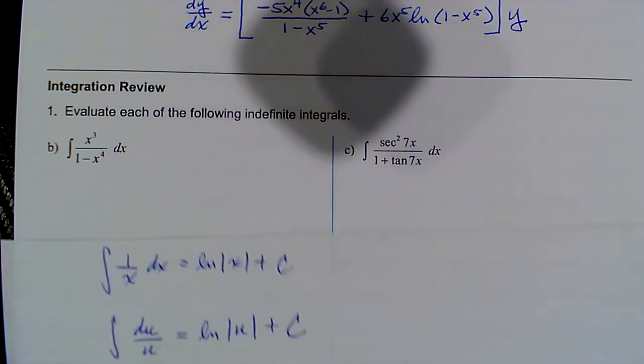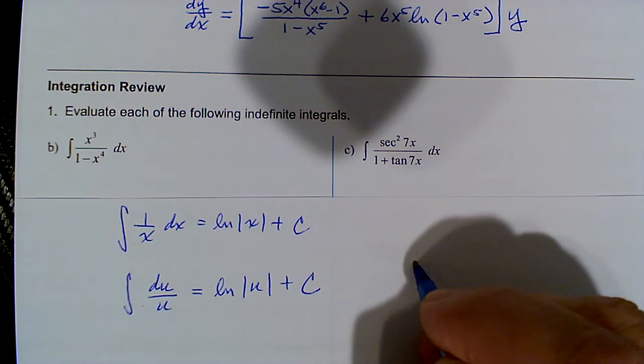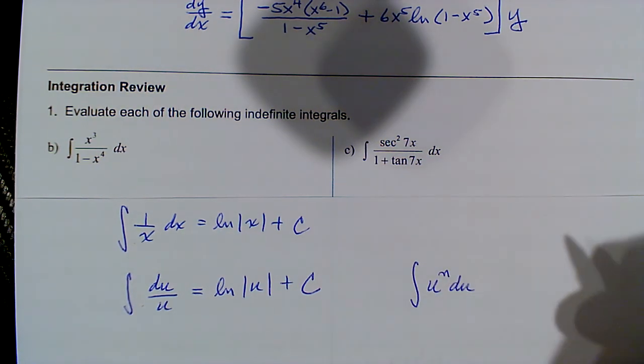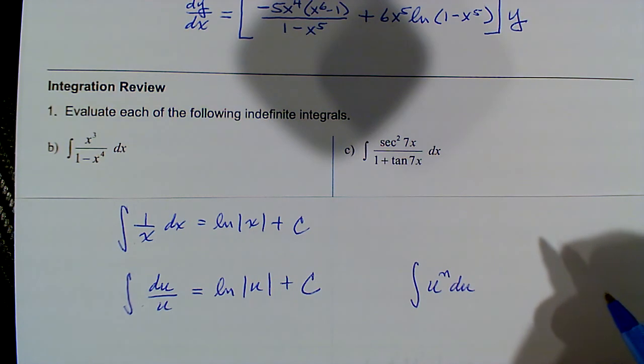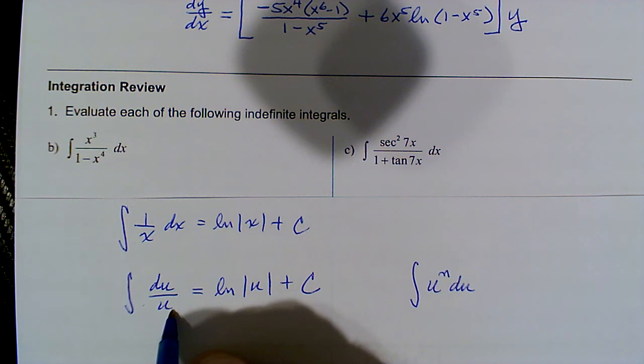But remember, when looking at a fraction, the question we ask to determine if we're going to go for du over u or for u to the n is to ask if the denominator is raised to a power. If the denominator is not a power, that is, if it is just a function of x, we're going to try to fit the form of du over u.